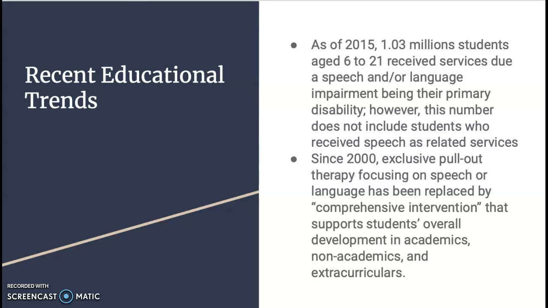Prior to 2000, the primary mode of speech therapy was pull-out. So students would get taken out of class, and they would work on speech-specific sounds. But since the new millennium, there's been more focus on comprehensive intervention that helps support students' overall well-being in academics, so helping to support curriculum, and also in non-academic social skills, and also extracurriculars.